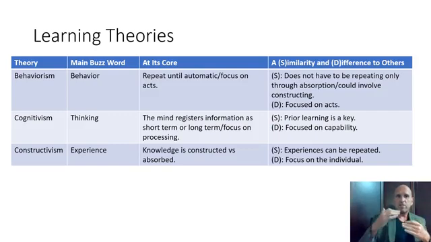Whereas with cognitivism, it's really the mind registering information as either short-term or long-term, and it's a focus on the processing of the information. So it isn't just the act of repetition, it's how it's processed and retained. And then with constructivism, at its core, knowledge is constructed versus absorbed, meaning instead of someone giving me information and I absorb it, I'm experiencing it and the knowledge is being constructed by me.